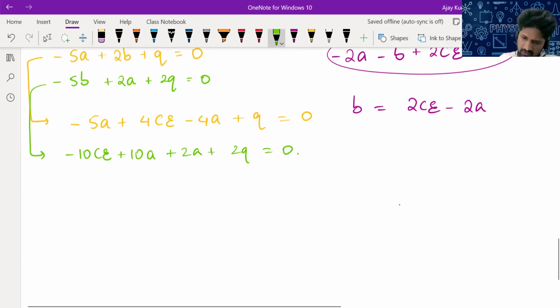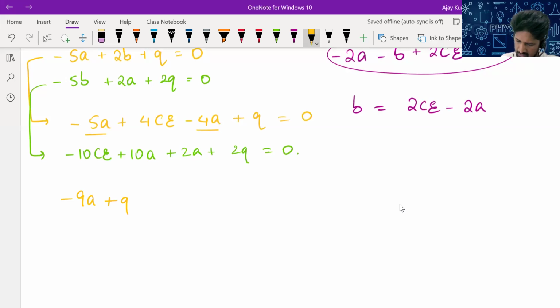So in the first equation, minus 5A minus 4A, that is minus 9A plus Q plus 4CE is equal to 0. And in the second equation, 12A plus 2Q minus 10CE is equal to 0.